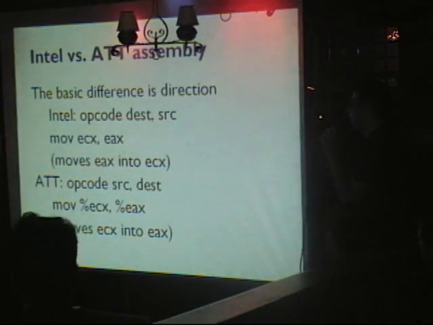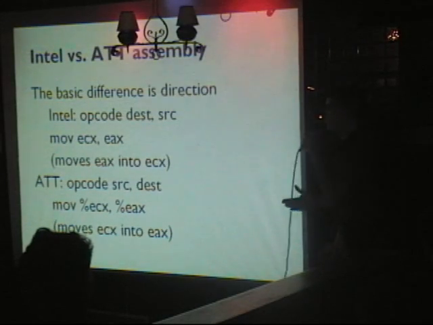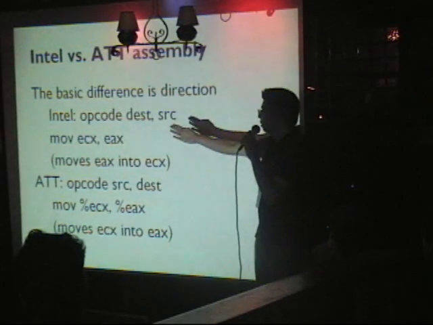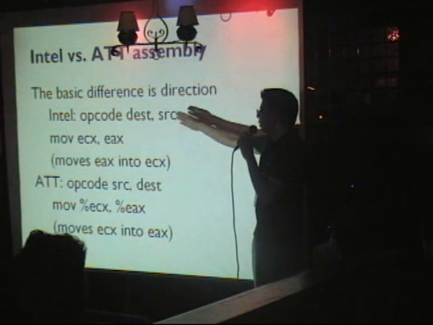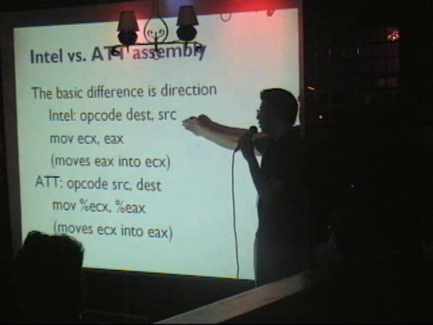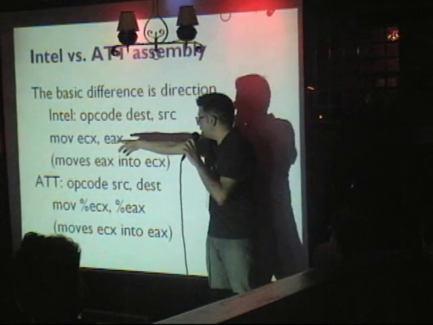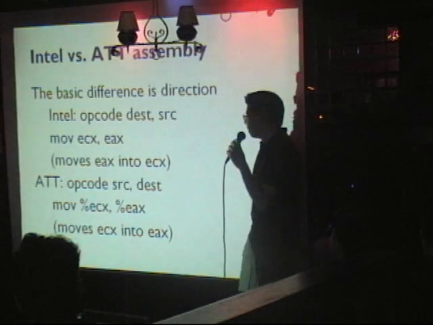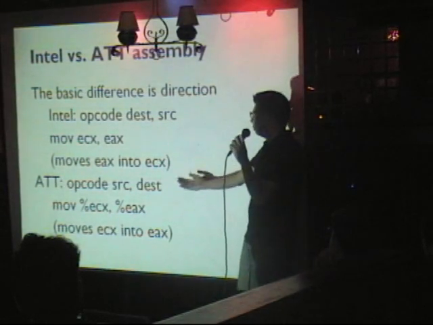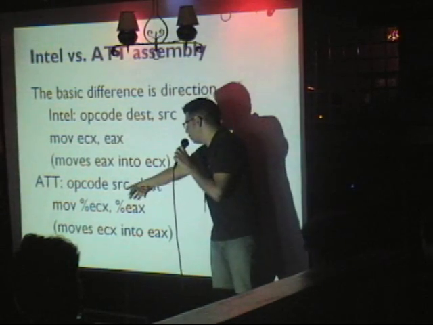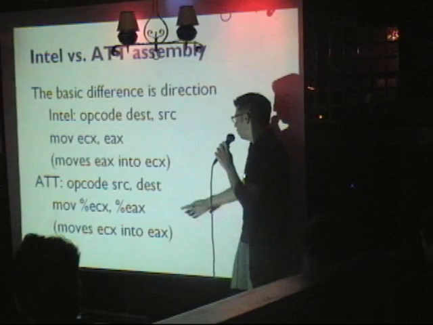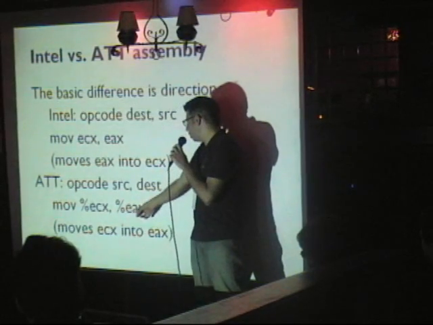So the basic difference is in Intel, you're going to have an opcode followed by the destination, a comma, and a source. What this is going to do is take the EAX register and put it into the ECX register. AT&T does the opposite. AT&T moves from left to right. So in this case, it would move ECX into EAX.